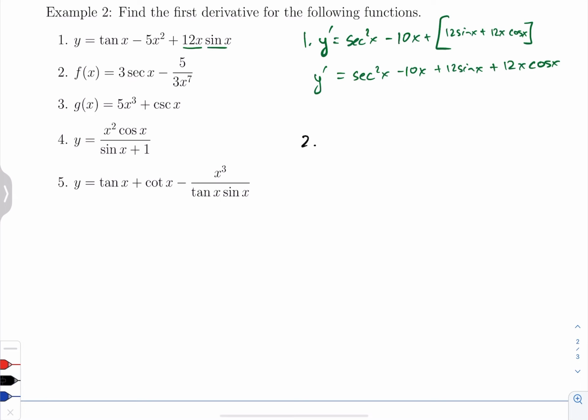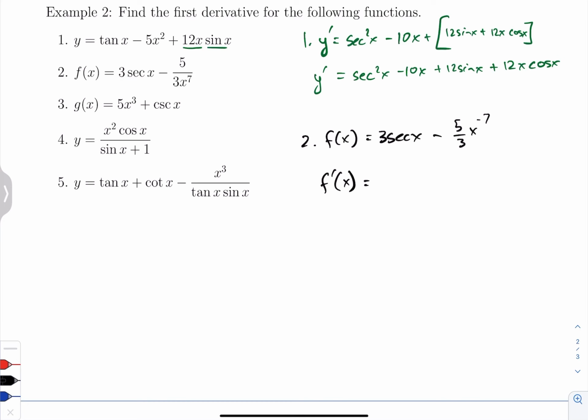The second one, we have f of x equals 3 secant of x minus 5 over 3x to the 7th. Before I take the derivative, I'm just going to change that fraction there to 5 thirds x to the negative 7th. Now, if I didn't do that, we would have to use the product rule for that fraction because the x would be in the denominator. But if we move that factor to the numerator, then we can use the power rule.